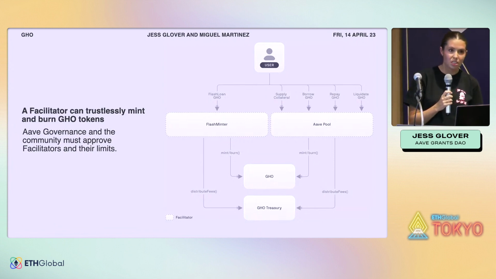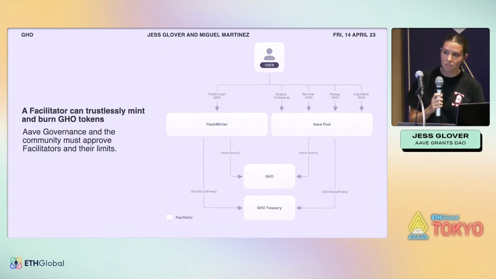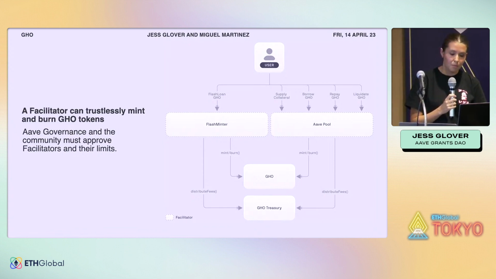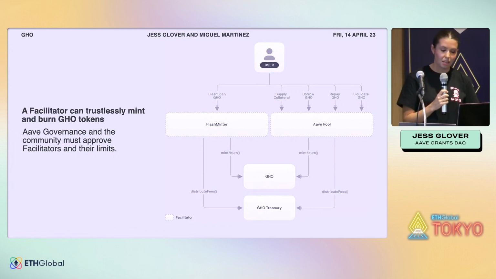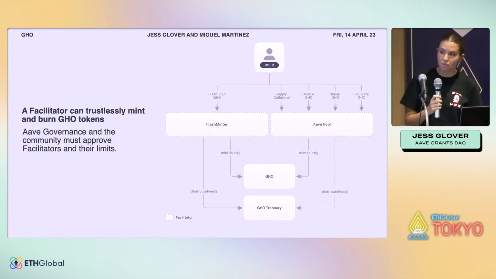GHO also introduces the concept of facilitators. A facilitator is a protocol or an entity that can trustlessly mint and burn GHO tokens. Aave governance and the community must approve facilitators. This is linked to the decentralization, as I mentioned before. They set the limits, for example the upper limit of GHO that can be minted. It has been proposed to the Aave community that when GHO is launched on the Ethereum mainnet, the Aave V3 Ethereum pool and a flash mint facilitator will be the first facilitators of GHO.